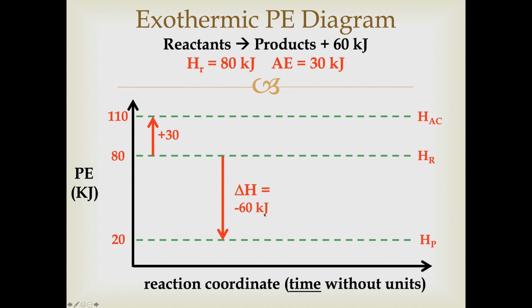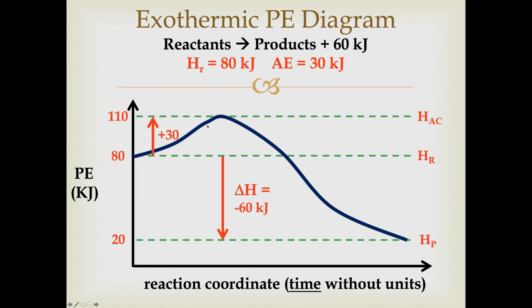To actually graph this, we start at reactants, we go to activated complex, and down to products. And this is what an exothermic potential energy diagram looks like. There are 80 kilojoules of energy stored in the bonds of the reactants. The reactant molecules collide with 30 kilojoules of energy. This gives those molecules enough energy to break the old bonds. This occurs at a total of 110 kilojoules of energy and is called the activated complex.